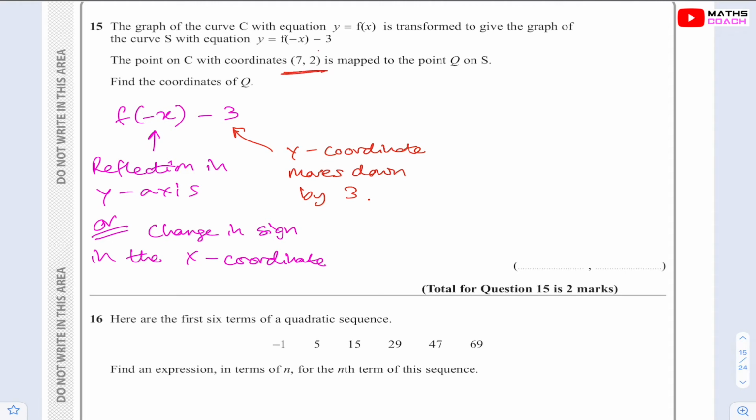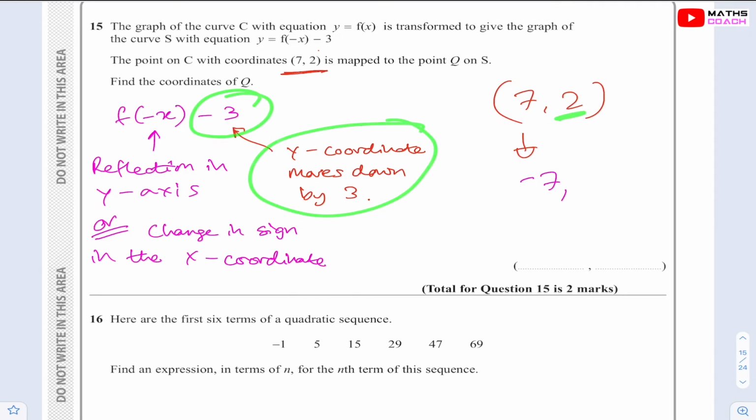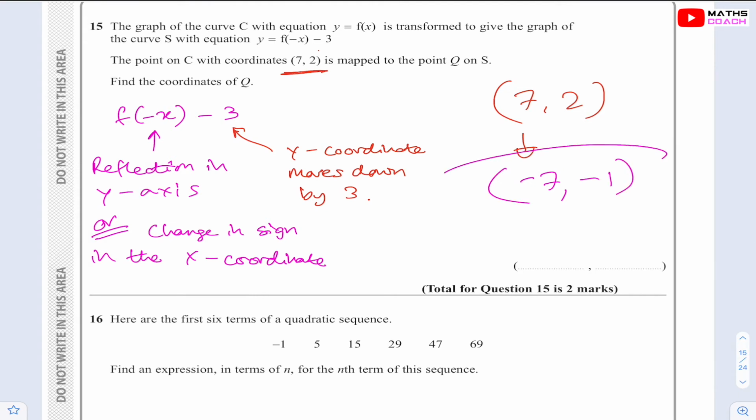So now let's compare our coordinate 7, 2. So what did we say happens? We said that a minus in the x would change the sign in the x coordinate. So instead of 7 now, this would become a minus 7. And we also said that the minus 3 here would mean that the y coordinate, which is this, would move down by 3. So 2 minus 3, which gives us minus 1. So this is the coordinate of Q.